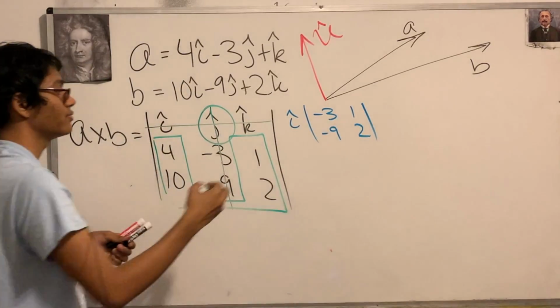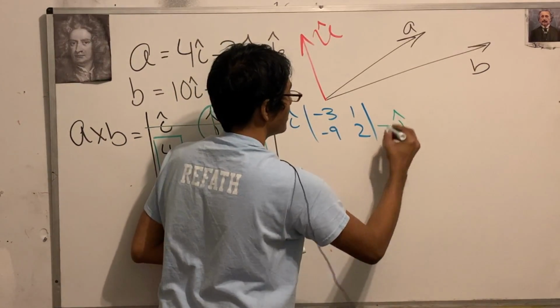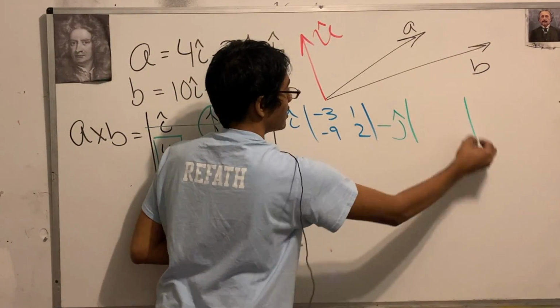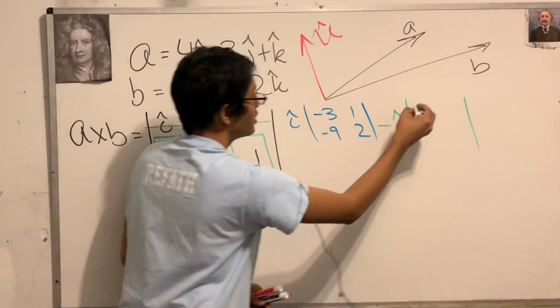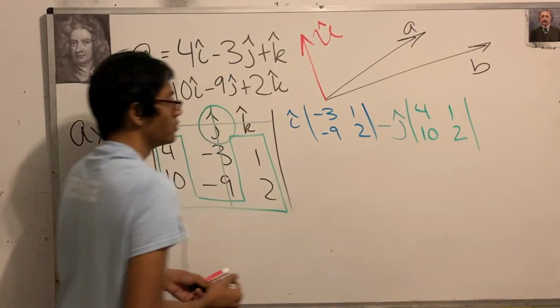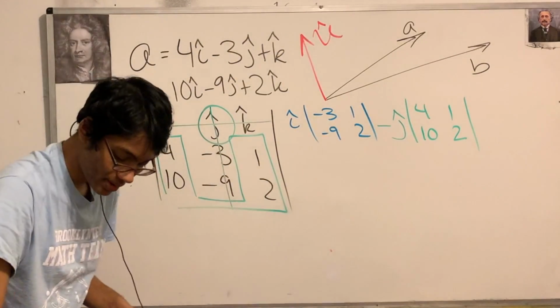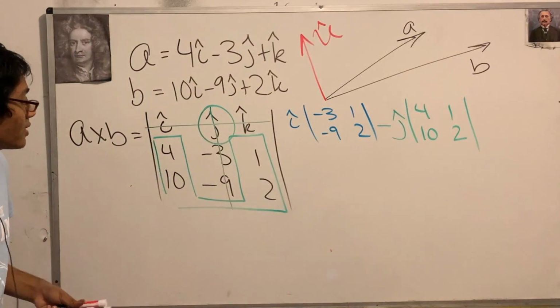So by rule, by convention, I have to subtract j hat, and let's put down the square matrix that j hat isolates: 4, positive 1, 10, positive 2. And finally, let's use dark purple for our final isolation. And what's our final isolation going to be?